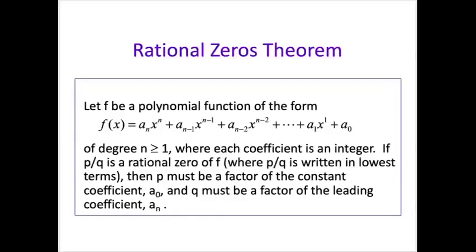All right, our next theorem that's going to help us is the rational zeros theorem. Let f be a polynomial function of this form here. Notice this form, as we spoke about earlier, we have descending order of exponents, right? We have n minus 1, n minus 2, all the way down to a power of 1. And then a sub 0 has a power of x to the 0, which is just 1. So we don't write x to the 0.